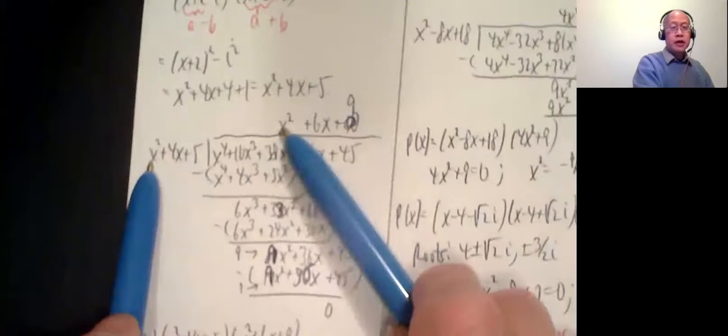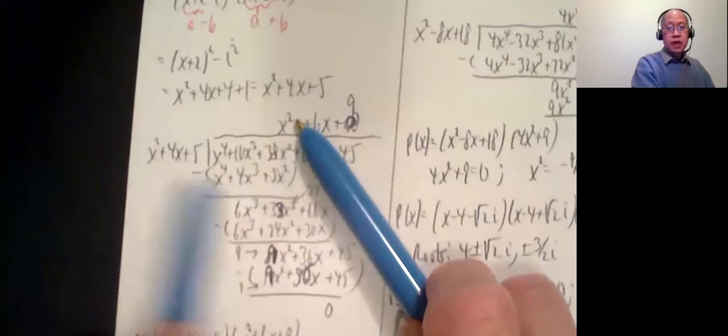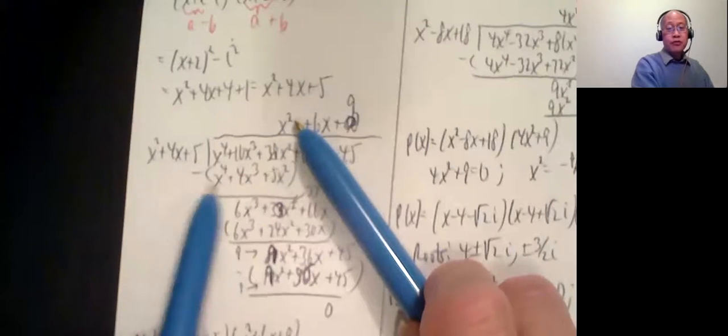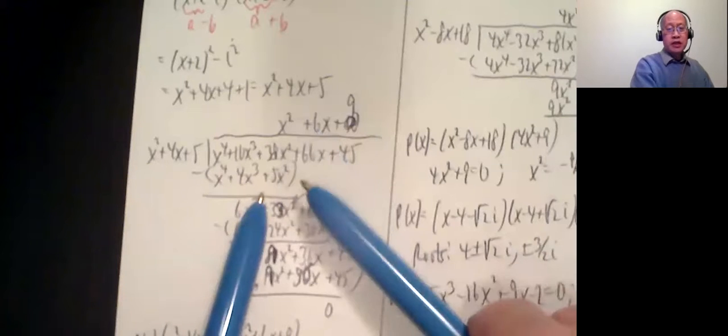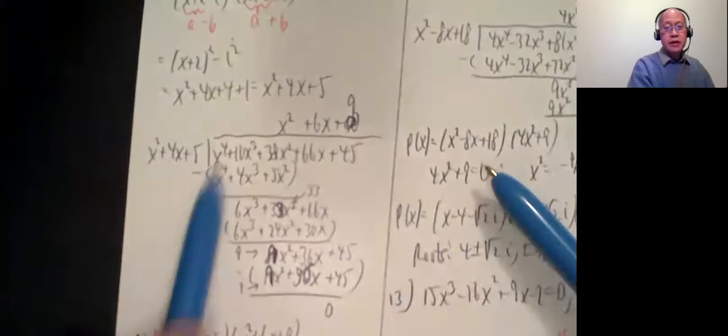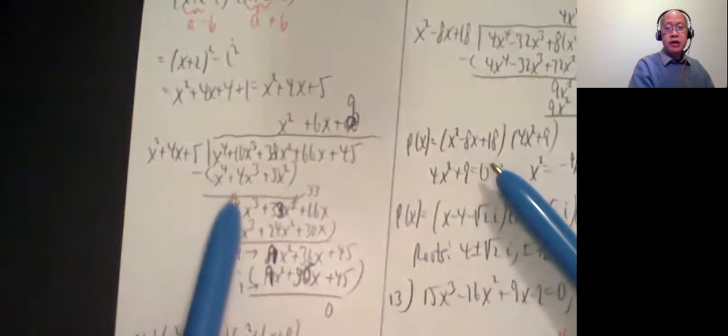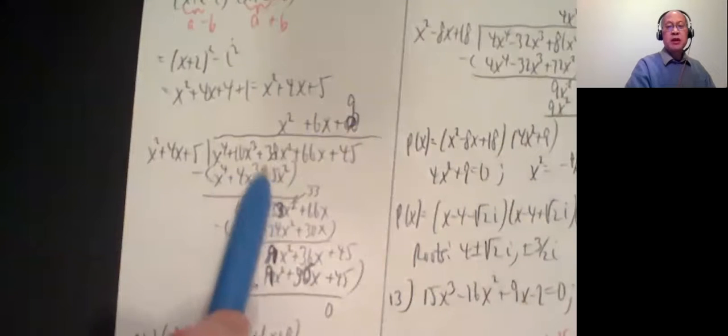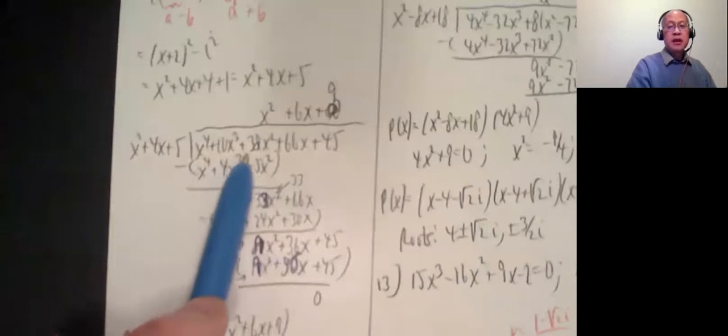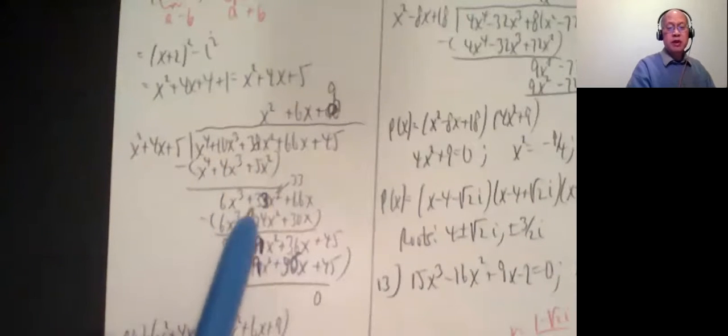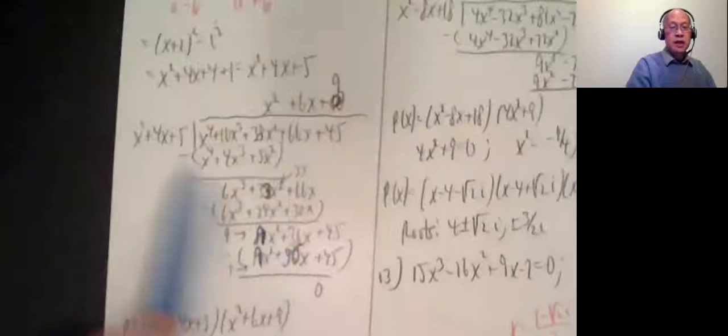Okay, so what do I multiply x squared by to get x to the fourth? x squared. Now x squared times this whole thing. x to the fourth plus 4x cubed plus 5x squared. Subtract. That's nothing. 10x cubed minus 4x cubed is 6x cubed. That's 38x squared minus 5x squared is 33x squared. Bring down the 66x. Do it again.